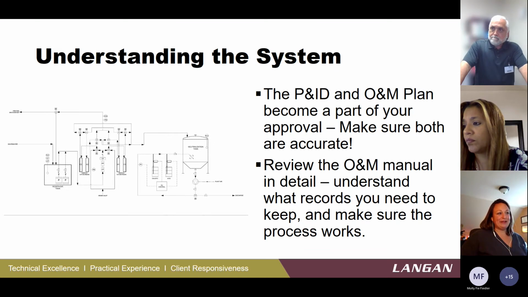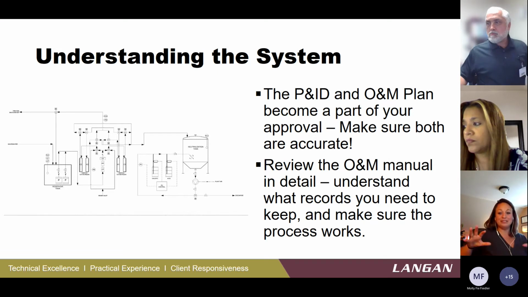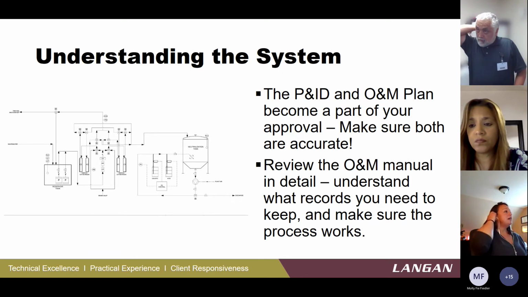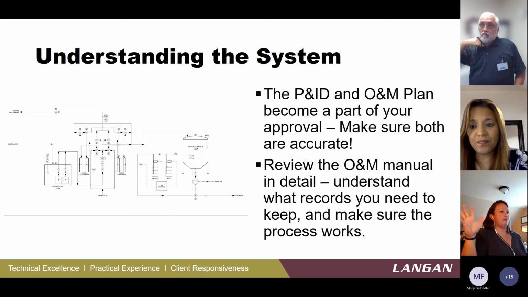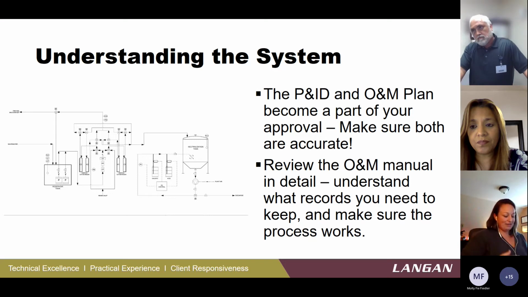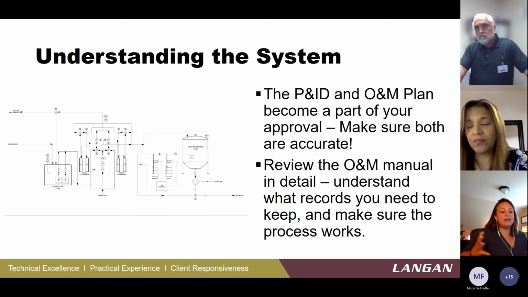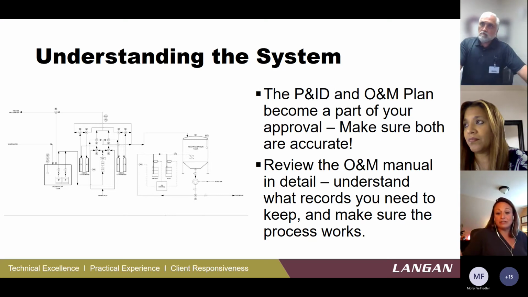And then review that O&M plan in detail. Understand what records you need to keep and make sure that the process actually works. I was auditing a facility in Miami, actually, and they had an O&M plan that was about yay thick. And it had forms. So many forms. So I'm doing an audit, making sure they have everything they need, and I'm like, you have not filled out any of these forms. Maybe half the forms are filled out. And they're like, well, it's just not necessary. There's too many forms. It'll take me 3 hours a day to fill out all these forms.